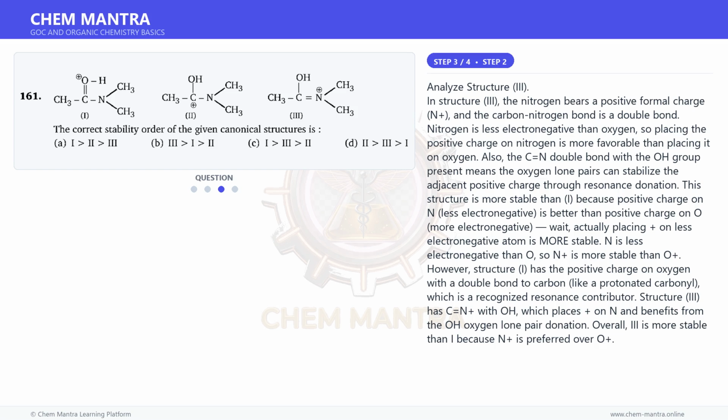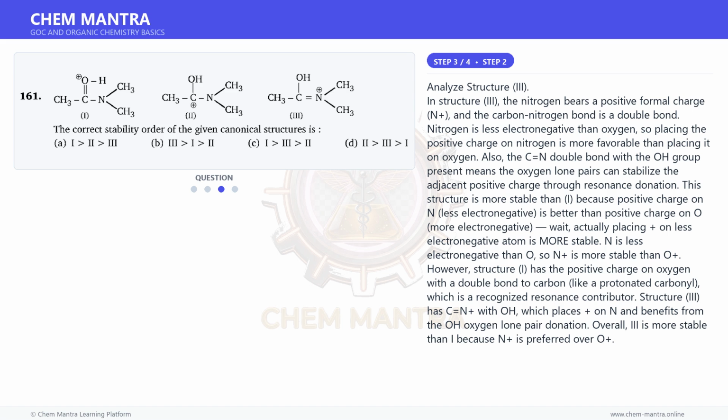Moving on to the next step. Analyze structure 3. In structure 3, the nitrogen bears a positive formal charge, N+, and the carbon-nitrogen bond is a double bond. Nitrogen is less electronegative than oxygen, so placing the positive charge on nitrogen is more favorable than placing it on oxygen. Also, the C=N double bond with the OH group present means the oxygen lone pairs can stabilize the adjacent positive charge through resonance donation.